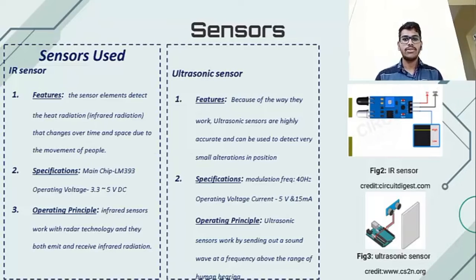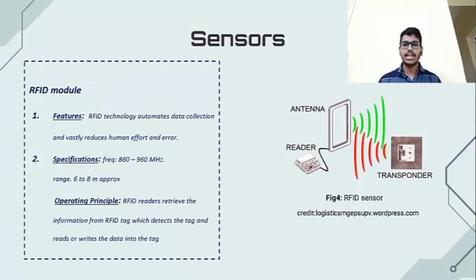The other sensor I have used is the ultrasonic sensor. Feature: because of the way they work, ultrasonic sensors are highly accurate and can be used to detect very small alterations in position. The specification is that the modulation frequency of the ultrasonic sensor is 40 Hz, the operating voltage is 5 volt, and the operating current is 15 milliampere. Operating principle: the ultrasonic sensor works by sending out sound waves at a frequency above the range of human hearing. Third sensor I have used is RFID module.